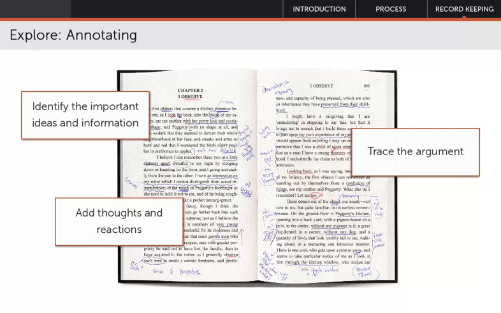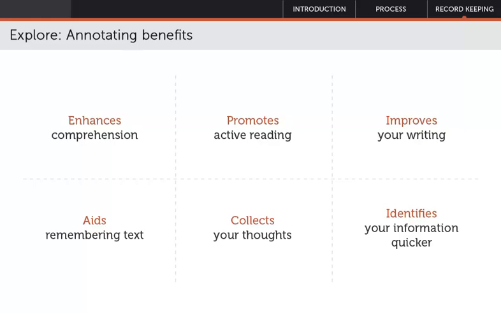But please remember to only write on personal copies of text, never a library copy or a friend's. By writing down your thoughts in the margins as you read, you're actively thinking and deciding on what's important and what is less so. This aids your understanding and remembering what the text is about, and it also helps you find information again more quickly.